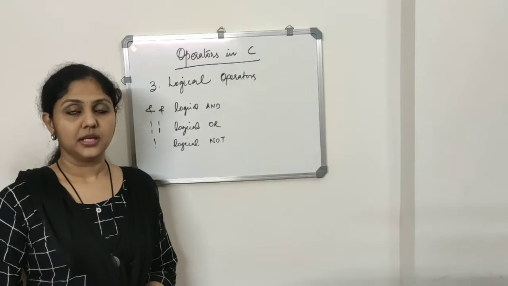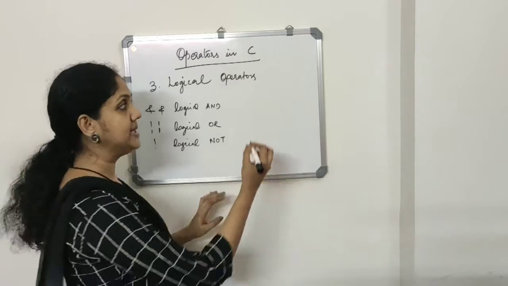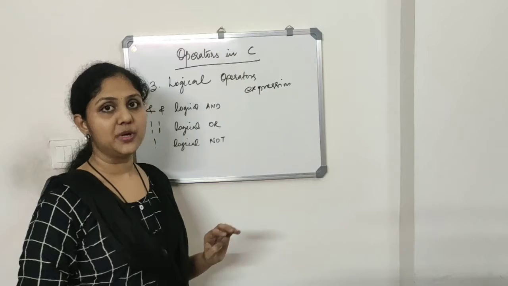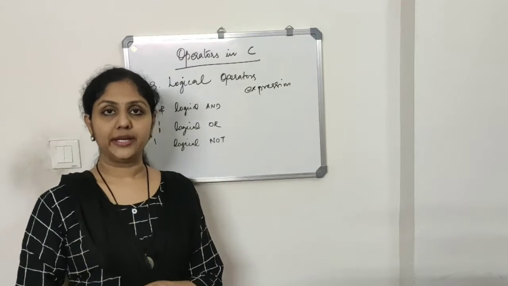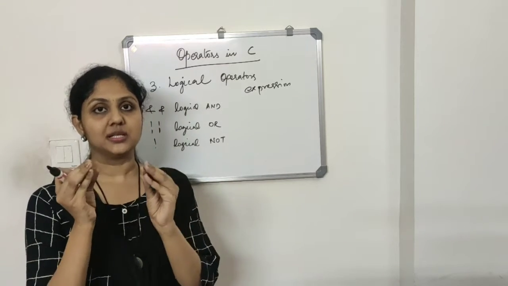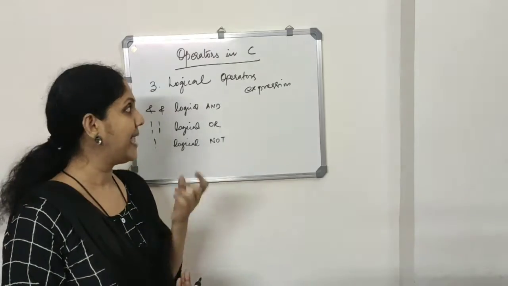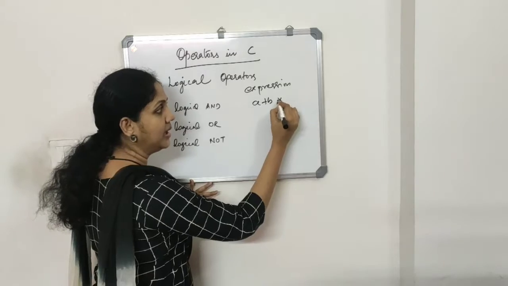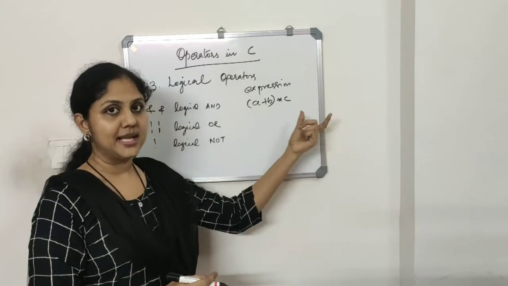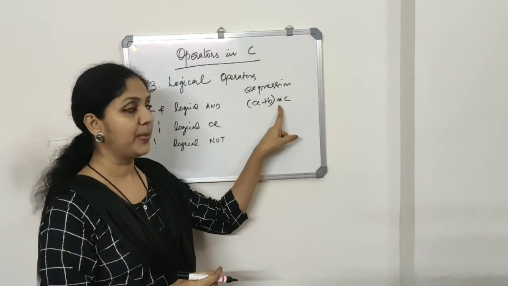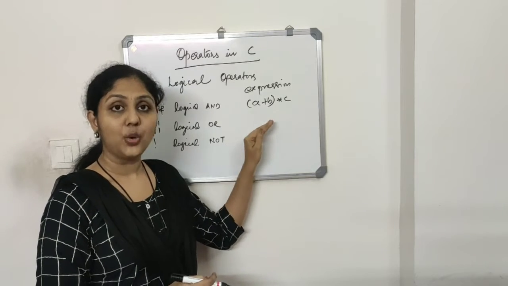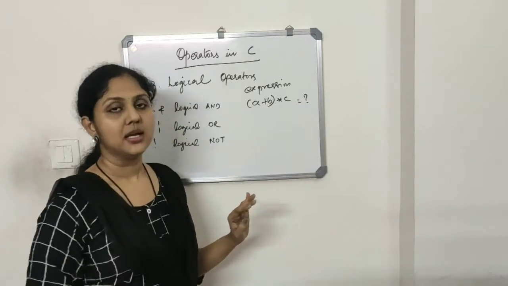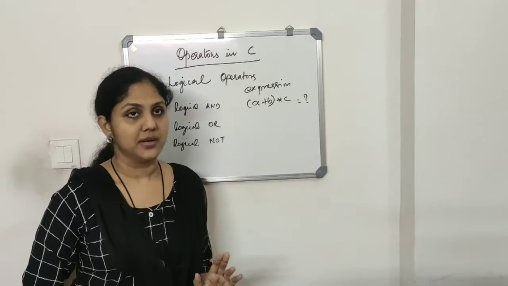Logical operators. Before this, I'll tell you what is an expression. A sequence of operators and operands which gives us some result is known as an expression. That means we can say A plus B into C. This is an expression. Here we can see 2 operators and 3 operands. So a sequence of operators and operands which gives us a final result, we can call it an expression.